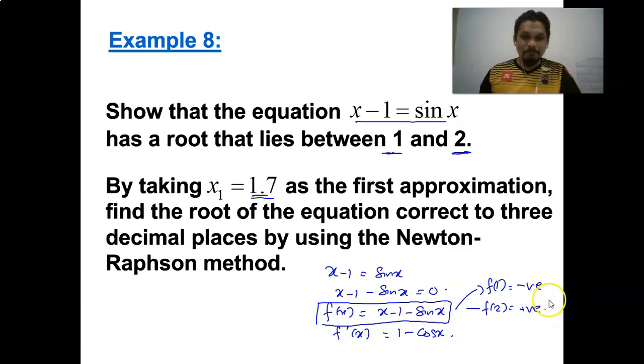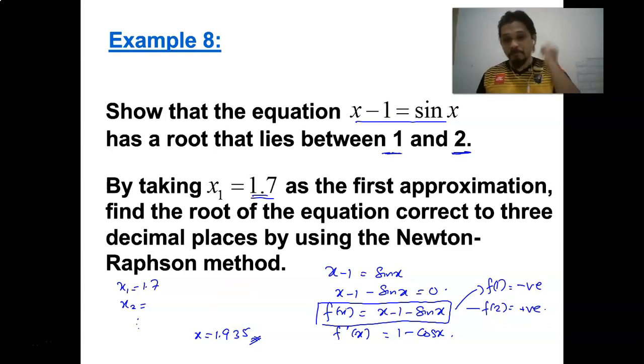Okay, and then f(x) and f prime x. So x1 equals, given here, 1.7. Then x2 equals x1 minus f(x) divided by f prime x. Generally, you will come up with the conclusion that the x we're looking for here is 1.935. So try by yourself, because it's almost 1 hour and I'm not going to make it longer for the same example.